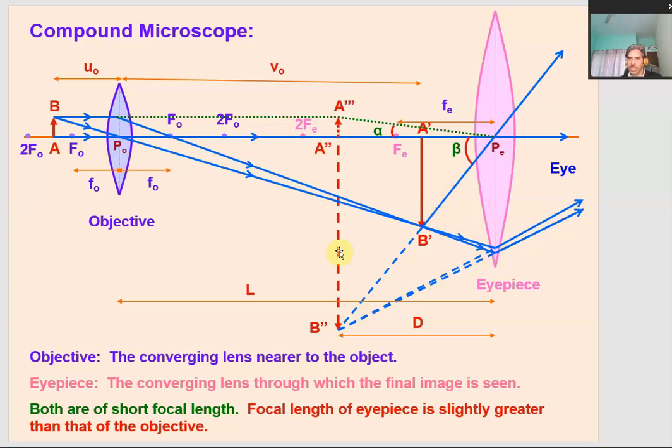In this case, the image is given the name A double dash B double dash. So this is the final image formation. The eye, which is held close to this eye lens, will see the object at the least distance of distinct vision.